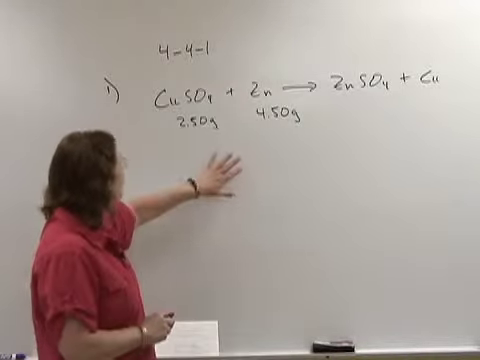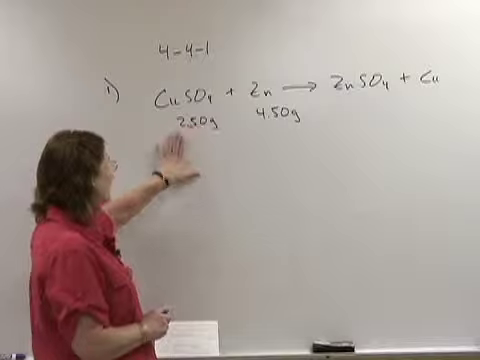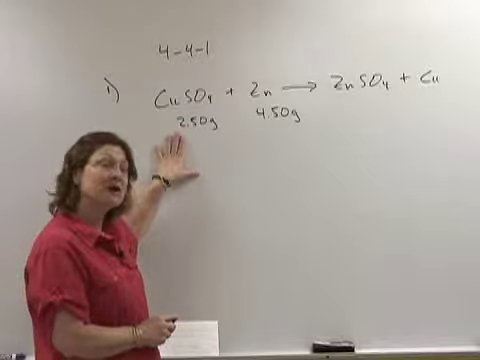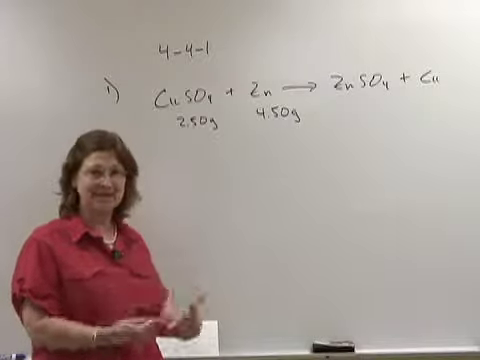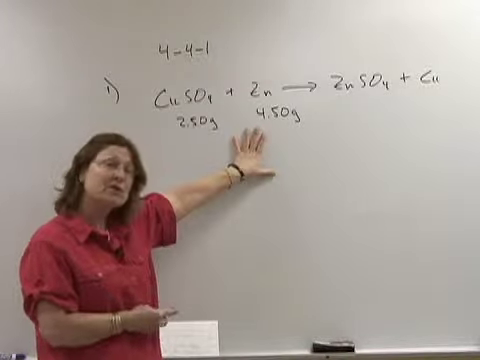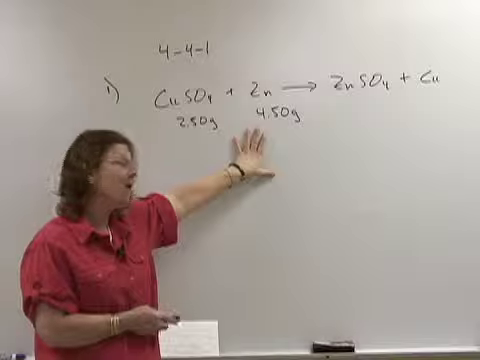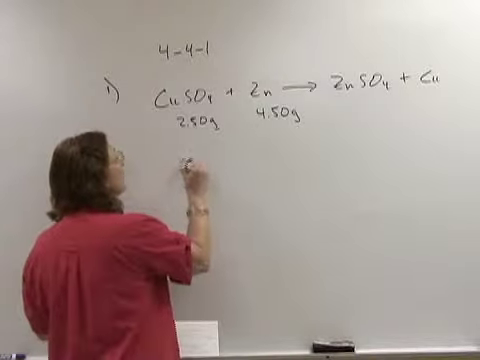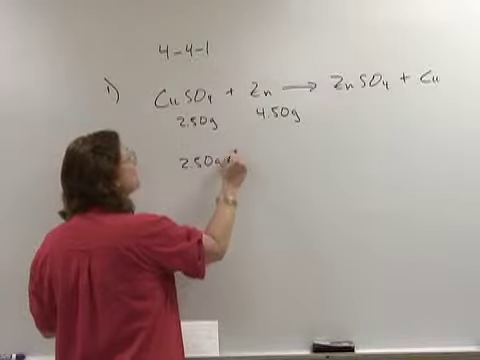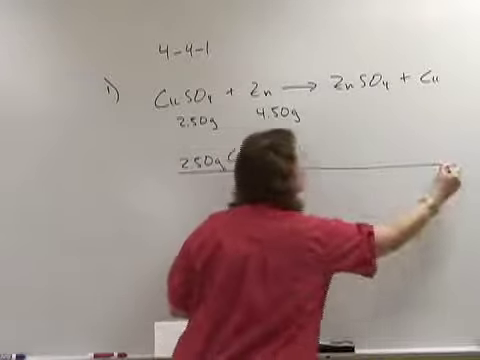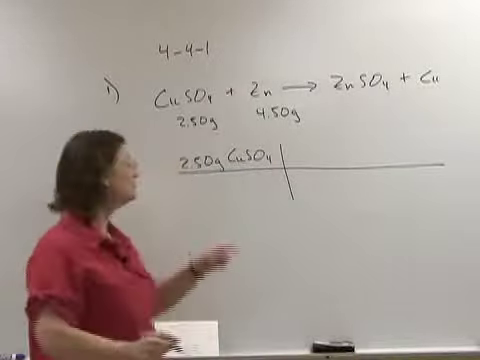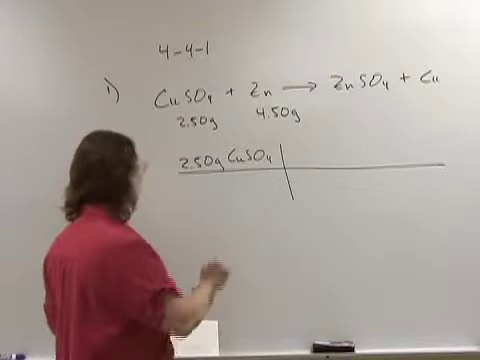Well, in this question, we are given that there are 2.50 grams of the copper 2 sulfate, and the question asks what will be left of the zinc. Therefore, I know that zinc is in excess. So I must change my grams of my copper 2 sulfate and find out just how much zinc would be required to use up all of this 2.50 grams.